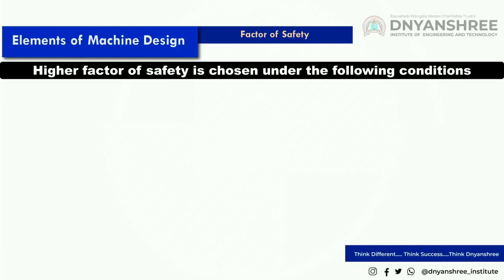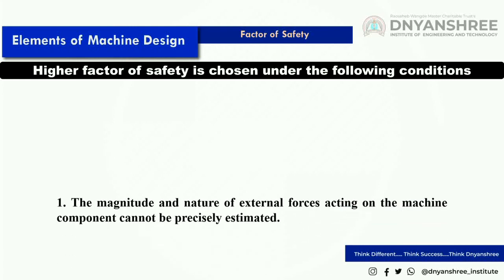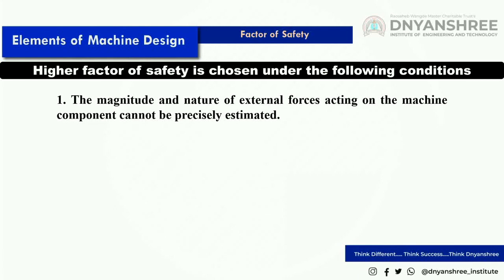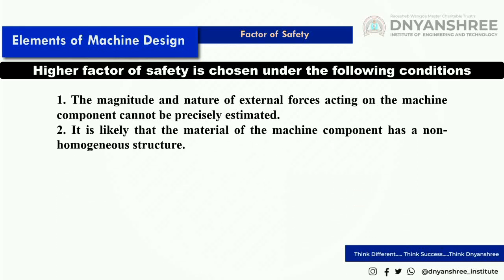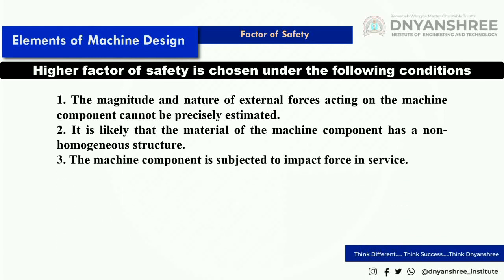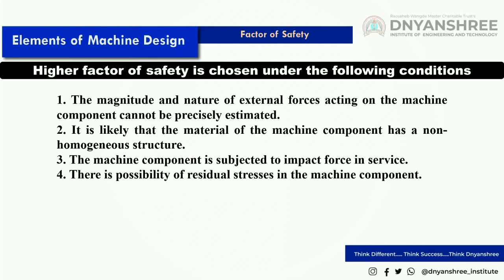Now, a higher factor of safety is chosen under the following conditions. So, in what conditions should you select a higher factor of safety? I have listed them here. One is when the magnitude and nature of external forces acting on the machine component cannot be precisely estimated, then you can select a higher factor of safety. If it is likely that the material of the machine component has a non-homogeneous structure, then you should select a higher factor of safety. The machine component is subjected to impact force or impact load in service, then you should select a higher factor of safety. There is possibility of residual stresses in the machine component, that is internal stresses, then you should select a higher factor of safety.